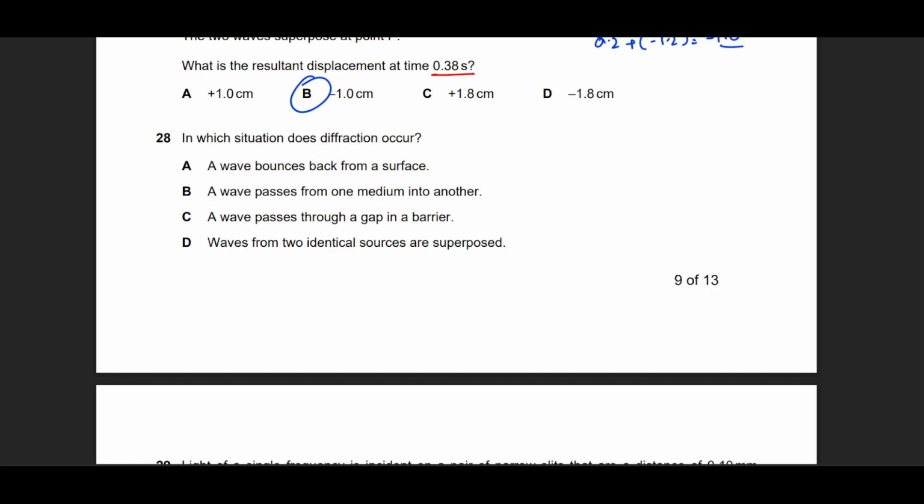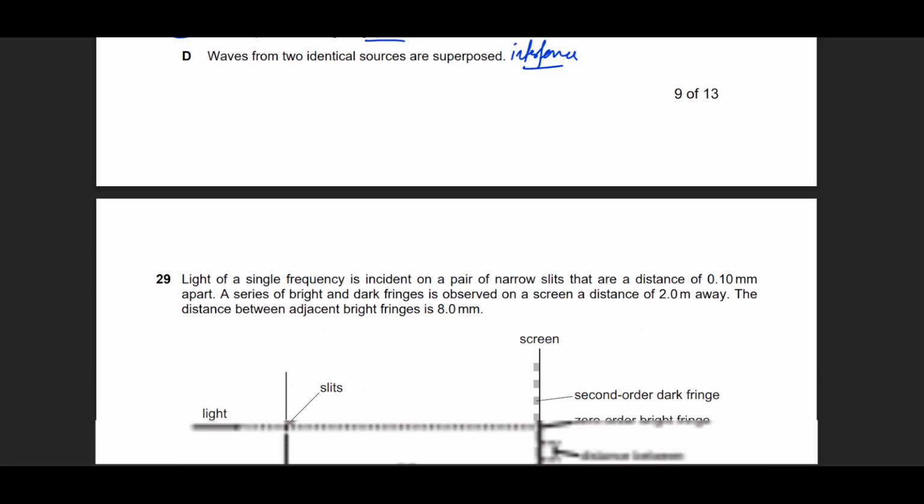Question number 28 asks in what situation diffraction occurs. Wave bounces back, this is simply a reflection. Passes to another medium, this is a refraction, change of medium. C, pass through a gap. Yes, narrow gap, this is diffraction. Identical, so superimposed, this is interference. So again, diffraction is only option C.